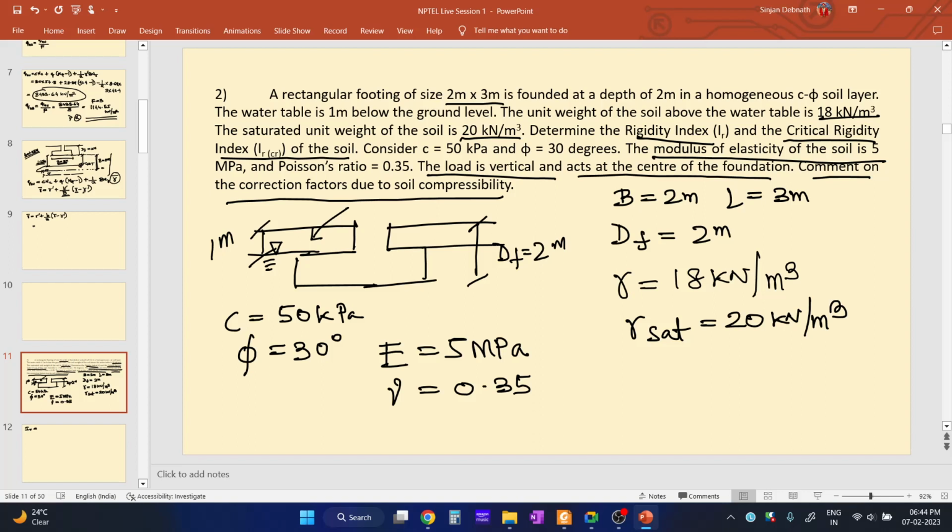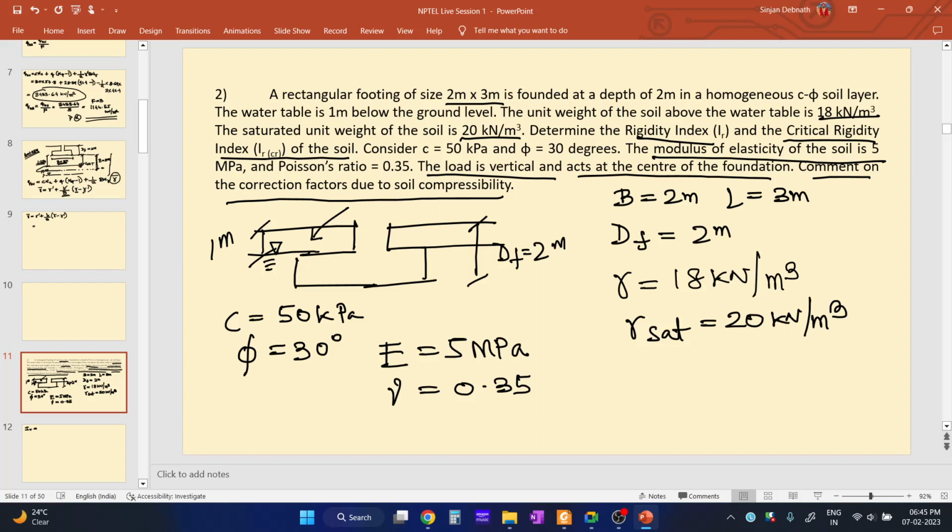Later researchers said that reducing phi and c by a 2/3 factor like that is very conservative because it decreases the values very much, so that is not actually right. So they introduced the rigidity index. We need to find the rigidity index IR, and after that we need to find the critical rigidity index.